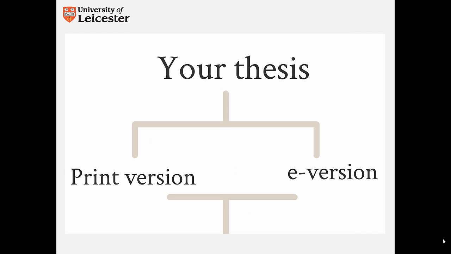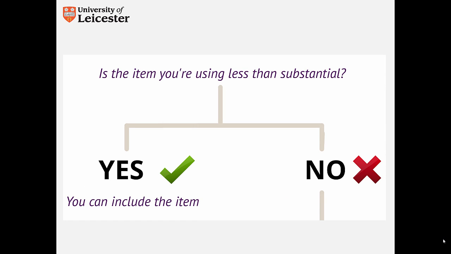First of all, the same rules apply to both the print version and the electronic version of your thesis. The first question you need to ask yourself is: is the item you're using less than substantial? Copyright law says that less than a substantial part of a published third-party work may be copied or quoted without permission, providing it is correctly referenced. Unfortunately, it is very difficult to define substantial and really depends on the significance of the passage within the whole item.